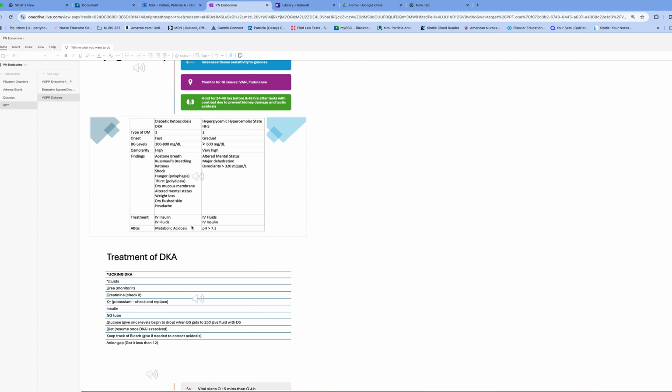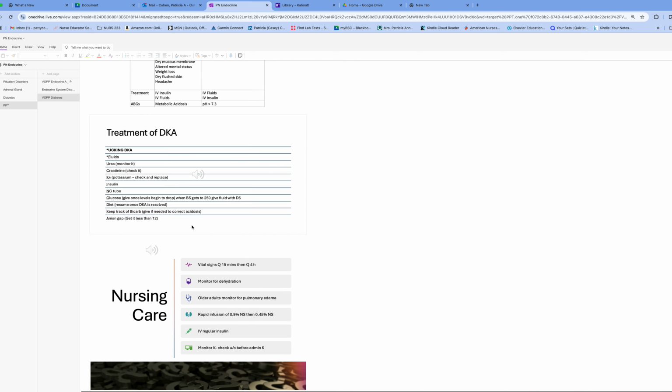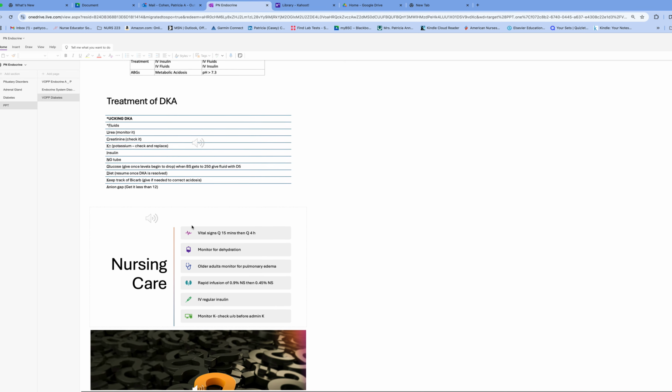Insulin is given IV. If they do have absent peristalsis, they'll get an NG tube. Glucose needs to be checked hourly. When the blood sugar gets to 250, you give fluids with D5. Prior to that, it's usually 0.45% normal saline, and that's to rehydrate cells because it's hypotonic. Okay, diet is resumed, and then you want to make sure you're keeping track of the ABGs.